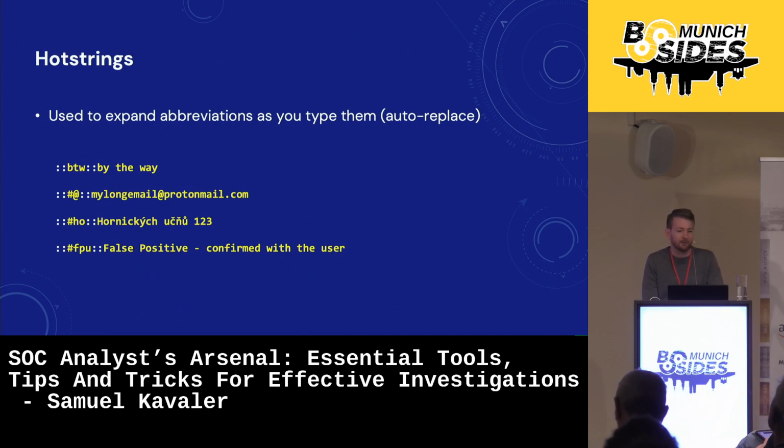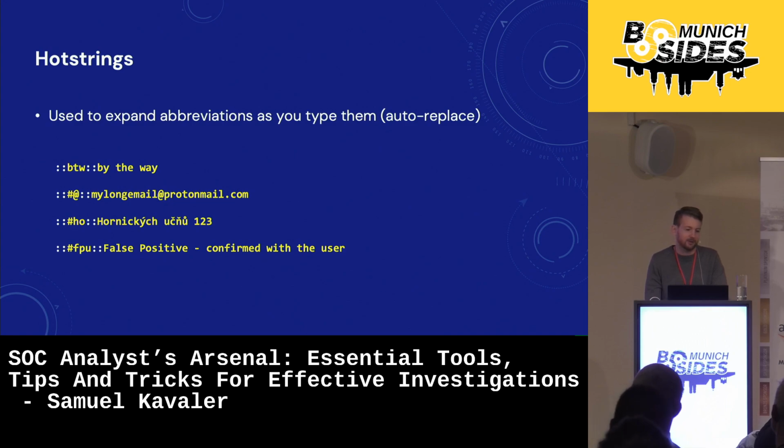So what are hotstrings? Hotstrings are basically abbreviations that will auto-expand as you type them. It's sort of auto-replace. So here I have a couple of examples. The first one is just an example, as this is actually the code from the script. So this is how you declare the abbreviations, and you can see basically by typing BTW, it will expand into "by the way." That's just an example, but the next 3 are something that I actually used in the past. I like my abbreviations to be 2 or 3 letters.